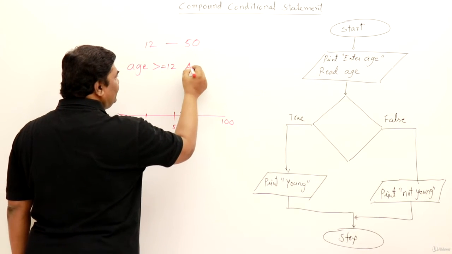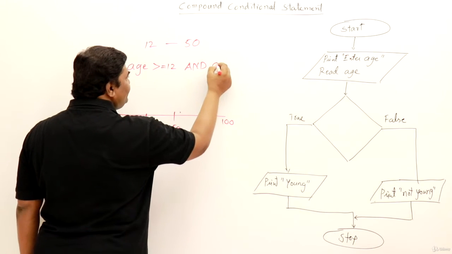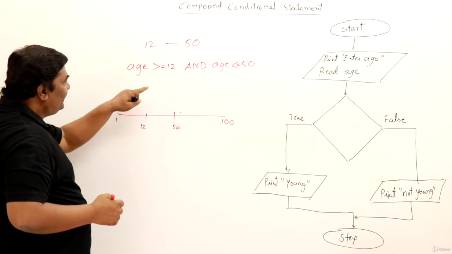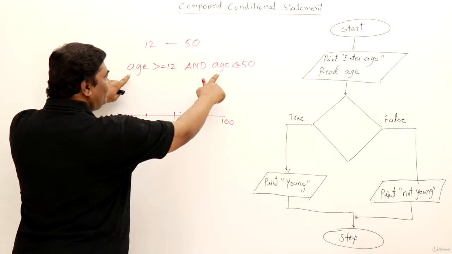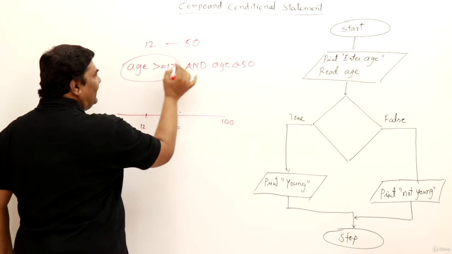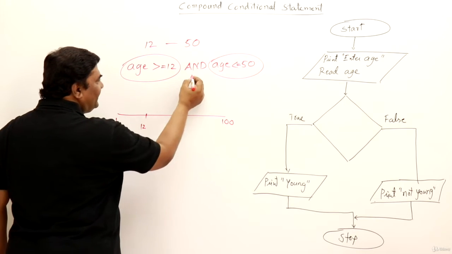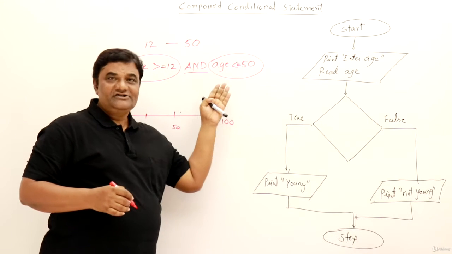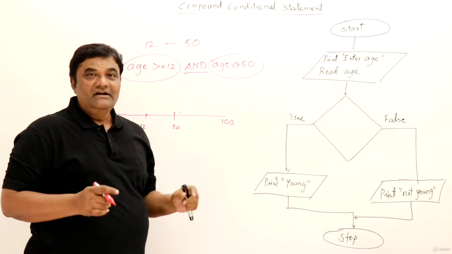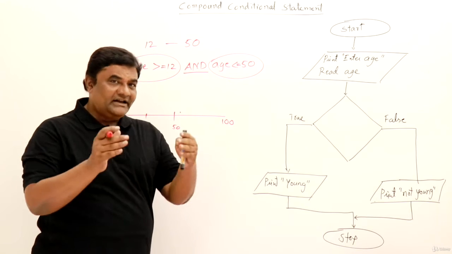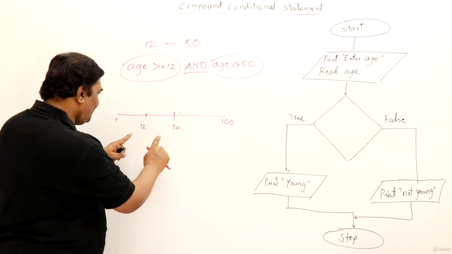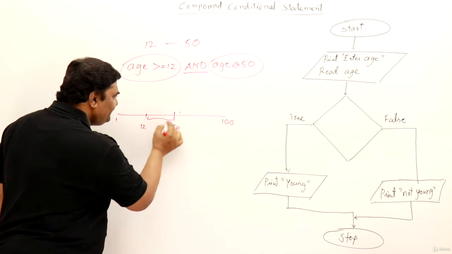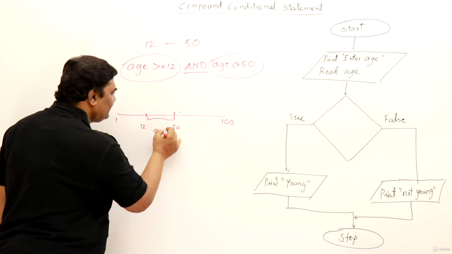So it should be greater than or equal to 12 and less than or equal to 50. Here I will write in English: age is greater than or equal to 12 and age should be less than or equal to 50. Here we use "and", and both times we have to say age. This is one condition and this is the second condition. We are joining these two conditions using "and". The first condition is age is greater than or equal to 12, and the second condition is age is less than or equal to 50, and they are joined with "and". One idea I will give you here: when you are looking for a value that should be within a range, starting from this point and ending here, so it should be in between these two, you have to use "and".